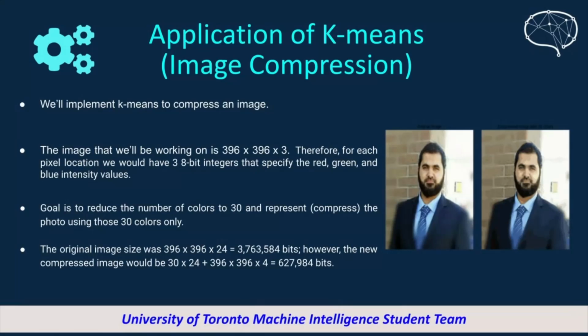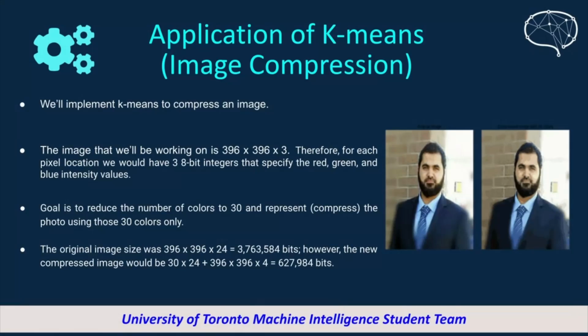To pick which colors to use, we'll use the k-means algorithm on the image and treat every pixel as a data point. That means reshaping the image from height x width x channels to (height x width) x channels. So we would have 396 x 396, which is 156,816 data points in 3-dimensional space, which are the intensities of red, green, and blue. Doing so will allow us to represent the image using the 30 centroids for each pixel and would significantly reduce the size of the image by a factor of 6.